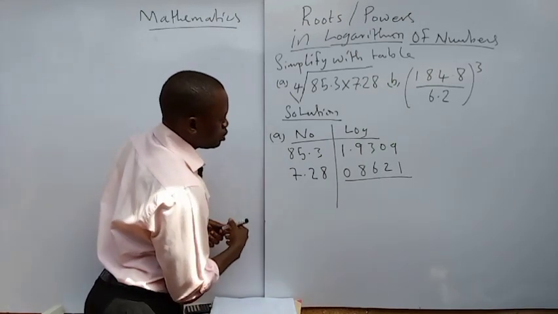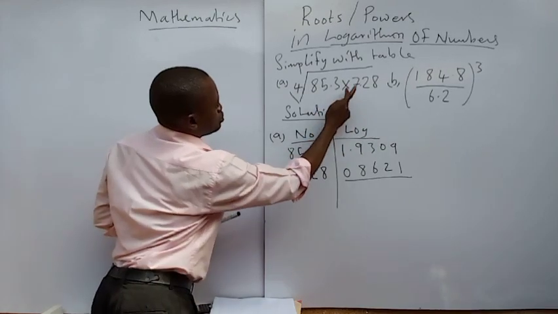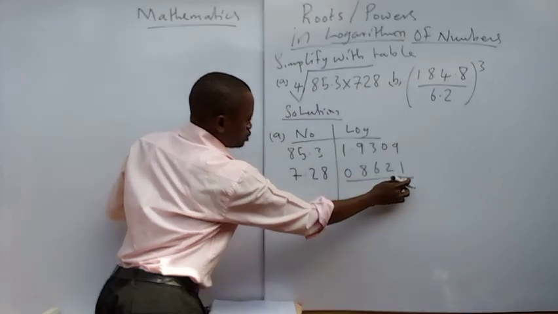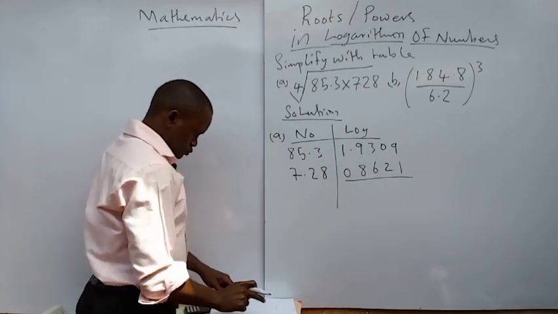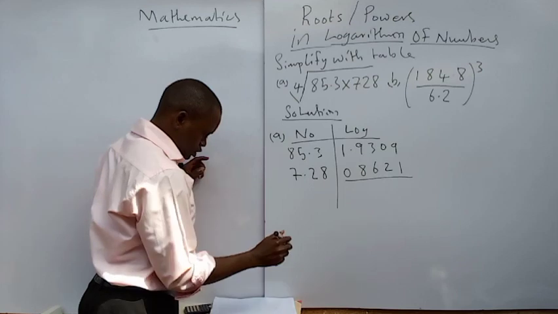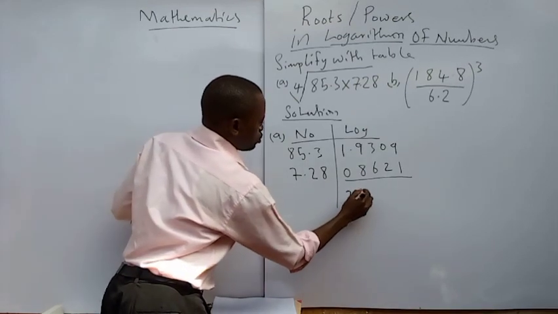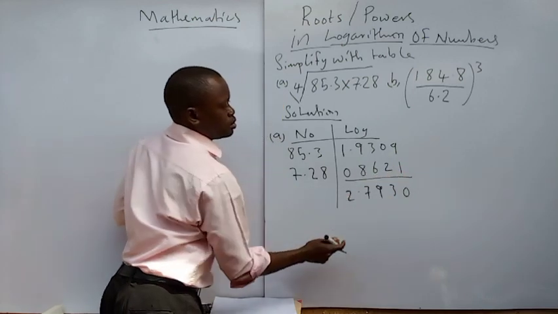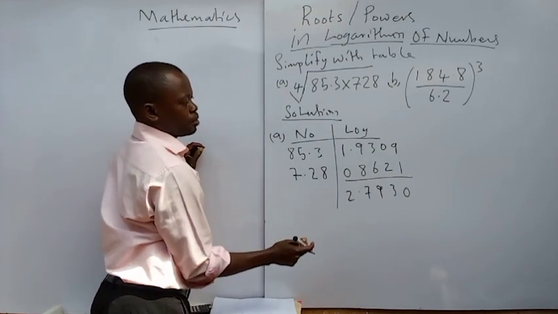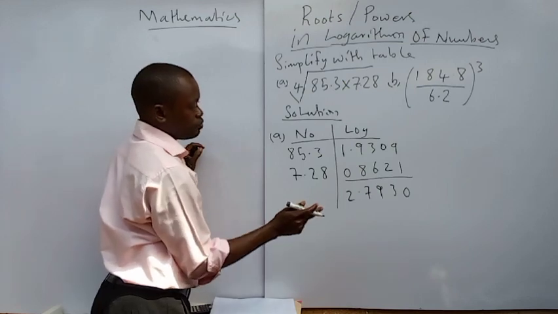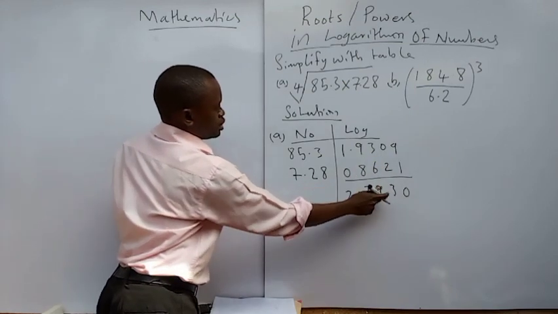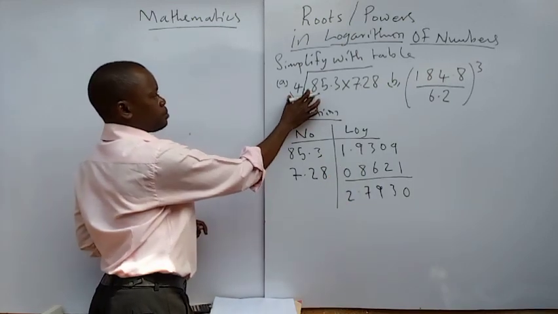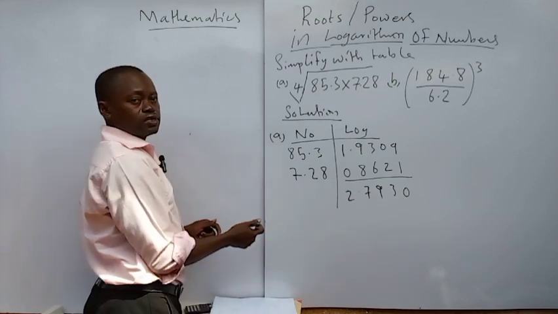When I am multiplying these two numbers, I'll add their logarithm. And in that addition, we were able to have 2.7930, because 9 plus 1 is 10. You write 0, carry 1, put it here, that's 3. This is 9, this is 7, and then this is 2. Now if there is no root here, I would have the next thing, find the anti-logarithm of this.